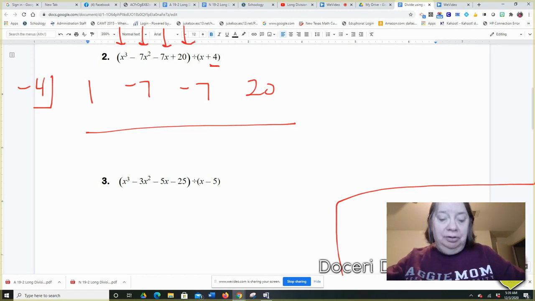Negative 4 in the box. Coefficients. The coefficients are 1, that comes from this term, negative 7, negative 7, and 20. What do we do with the first coefficient? Drop it straight down. Don't change the sign. Don't change anything. Okay.